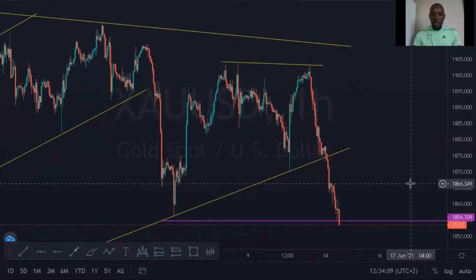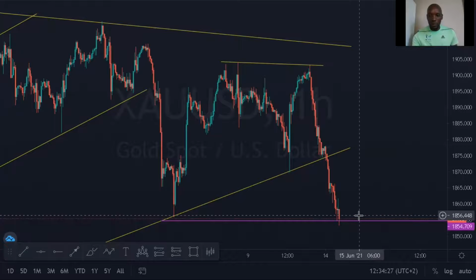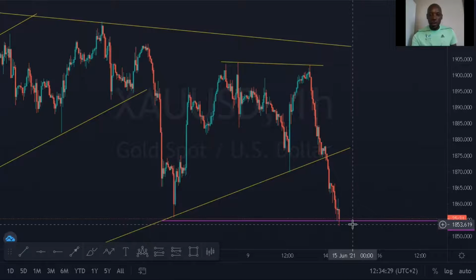Guys, I'm here on gold. As you see here, gold is going down nicely. Let me start with the sell stop. What is a sell stop? For instance, you see gold is going down. When you go to your MT4, you say, now I want to place a sell stop. What is a sell stop?